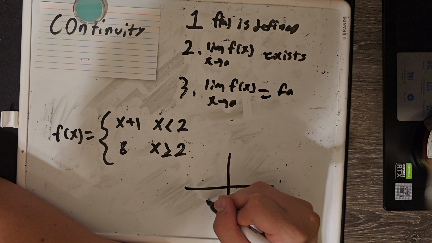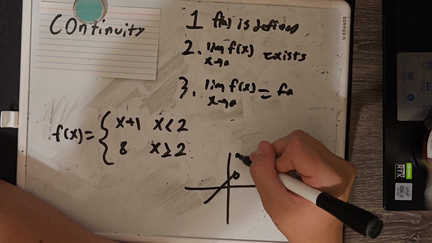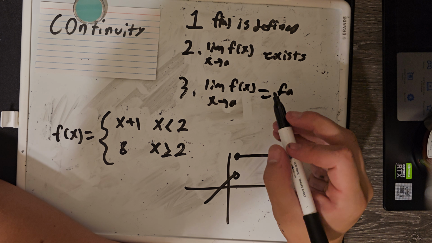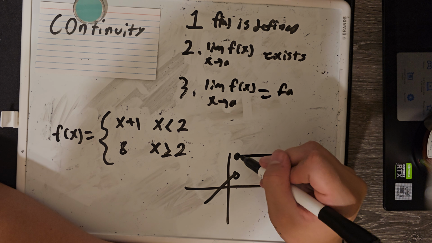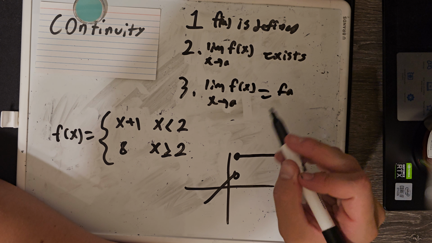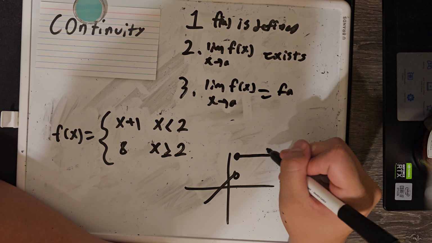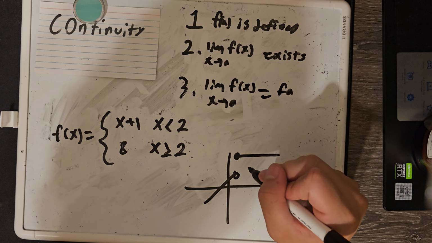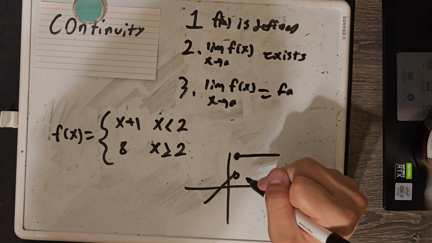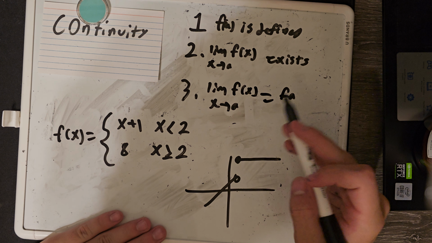But if we look at our graph, there's going to be a jump where this point right here is defined, but the limit does not exist. This is because the right-hand limit, coming in from the right, is approaching 8, while coming in from the left, it's approaching 3. So this means that the limit does not exist.